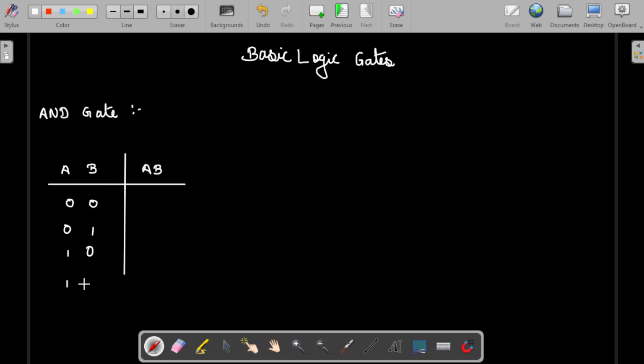So for the combinations, we can do it. The product of 0, 0 is 0. 0, 1 is also 0. 1, 0 is also 0. And 1, 1 is 1. So this is how the logic will look. The general representation of the AND gate will be quite like this.